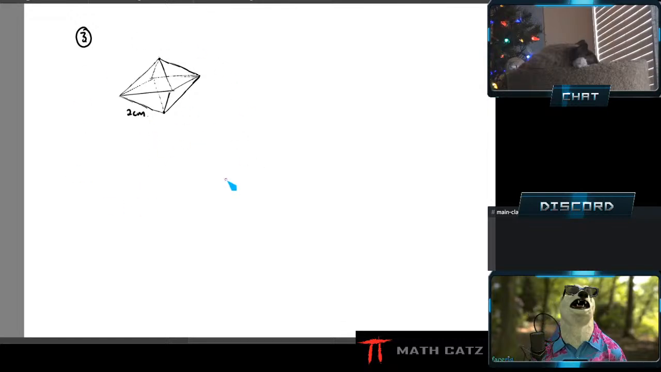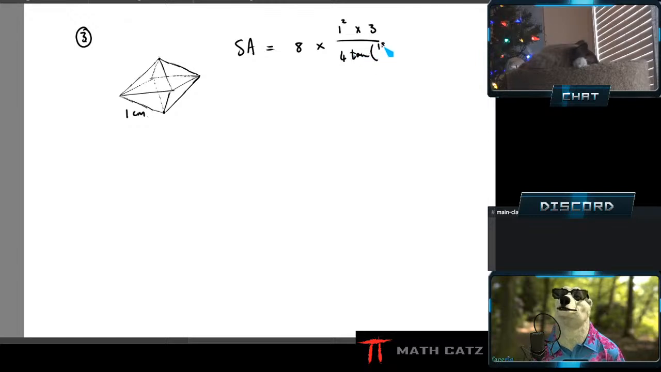2 centimeter side lengths all around. It's a platonic solid, regular faces, all side lengths are the same, all edges are the same. So, not 2 centimeters, right? So I have 8 of them, so the surface area will be 8 times the area of that single triangle with side length 1. So it's side length squared times number of sides of a triangle divided by 4 tan of 180 degrees over number of sides of a triangle.